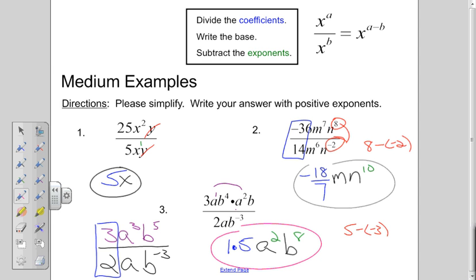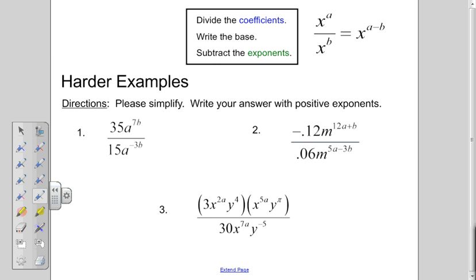Again, notice that I'm taking it in pieces, and I am never leaving this idea. Okay? So, if you've just scrolled here to the harder examples, again, notice that I'm going to use these ideas as steps in this box of dividing the coefficients, writing the base, subtracting the exponents, and it does apply this notation here, which we have same bases with exponents being divided, so we will be subtracting the exponents.